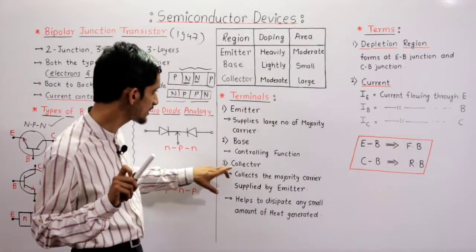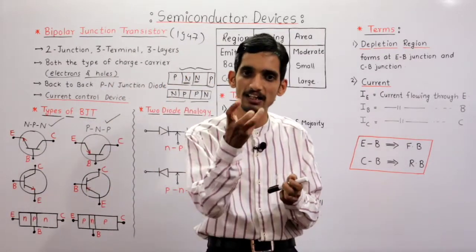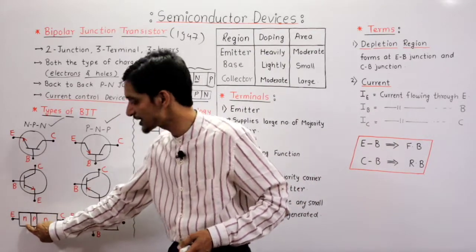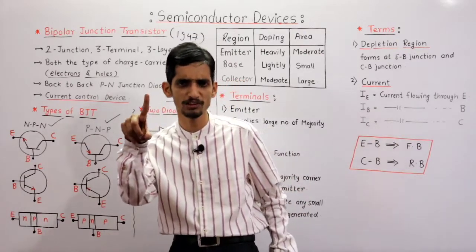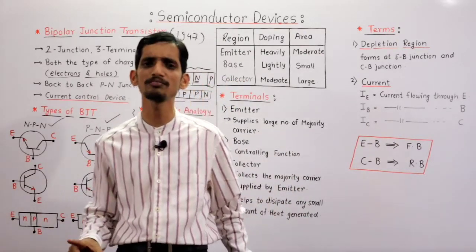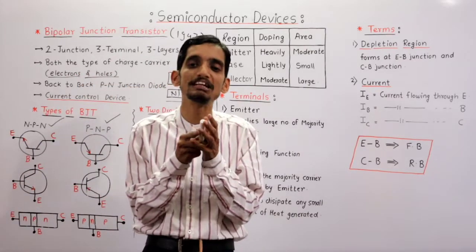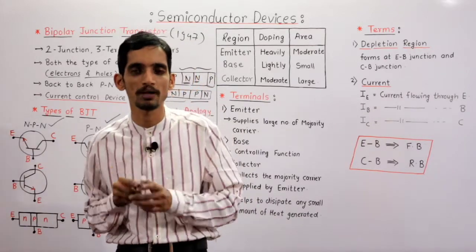Okay, then next is the collector terminal. What is the collector's function? As the name itself suggests, it collects. It collects the charge carriers emitted by the emitter. This is one important function of the collector. The second important function is that it dissipates any small amount of heat generated during the working of the transistor.